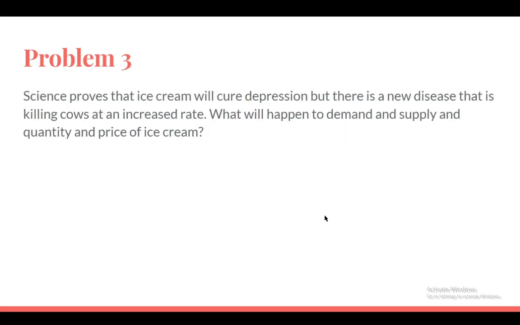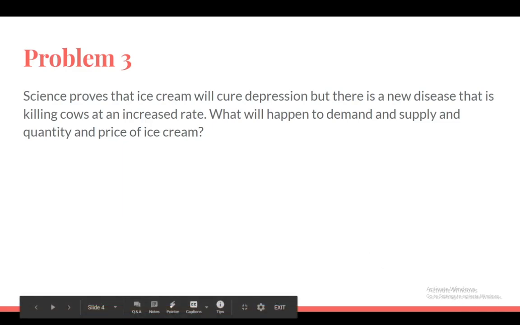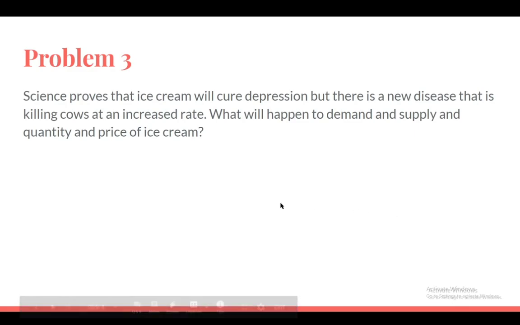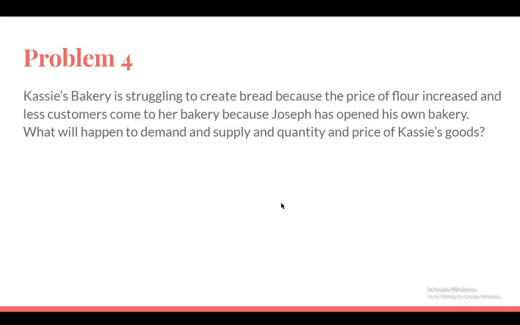Problem 3. Science proves that ice cream will cure depression, but there is a new disease that is killing cows at an increased rate. What will happen to demand, supply, quantity, and price of ice cream? Pause. Problem 4. Casey's Bakery is struggling to create bread because the price of flour increased and less customers come to her bakery because Joseph has opened his own bakery. What will happen to demand, supply, quantity, and price of Casey's goods? Pause.